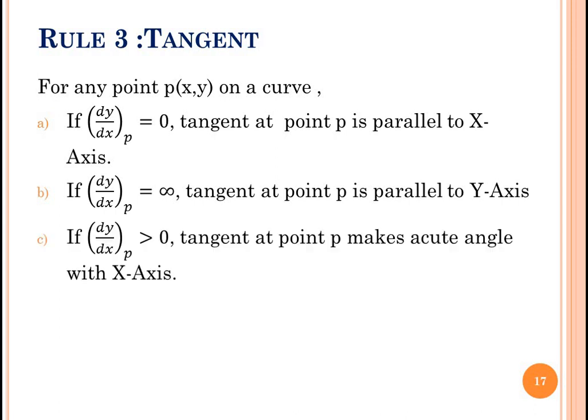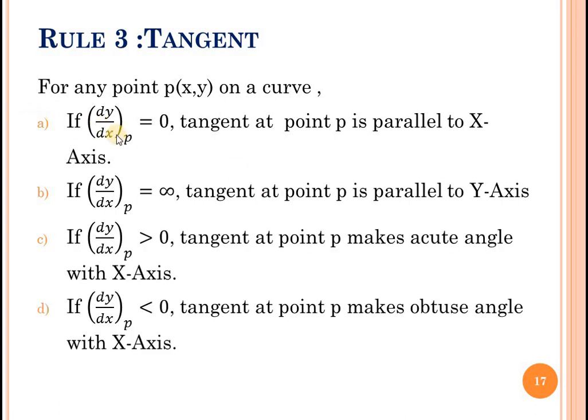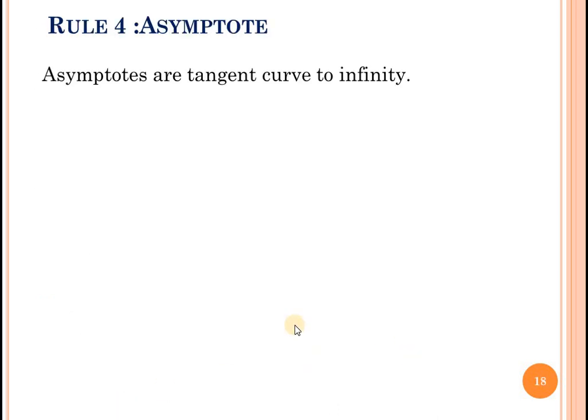Next is the tangent at any general point. If dy by dx at point P is 0, then the tangent at point P is parallel to the x-axis. If the derivative dy by dx at point P is infinity, then the tangent at point P is parallel to the y-axis. If dy by dx at point P is greater than 0, then the tangent makes an acute angle with the x-axis. And if dy by dx at point P is less than 0, then the tangent makes an obtuse angle with the positive x-axis.